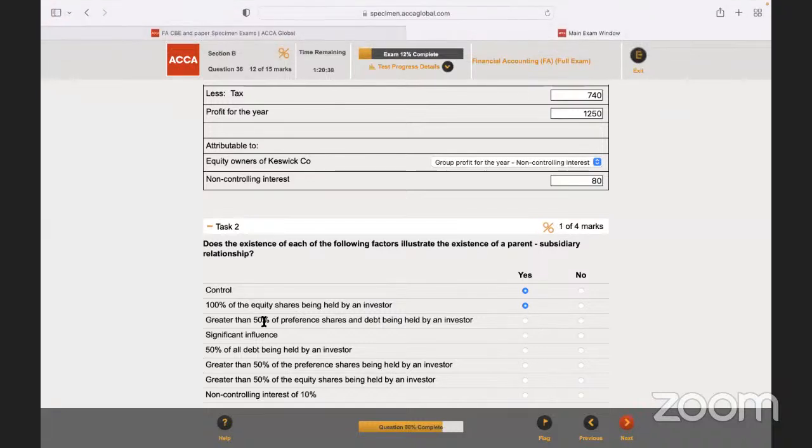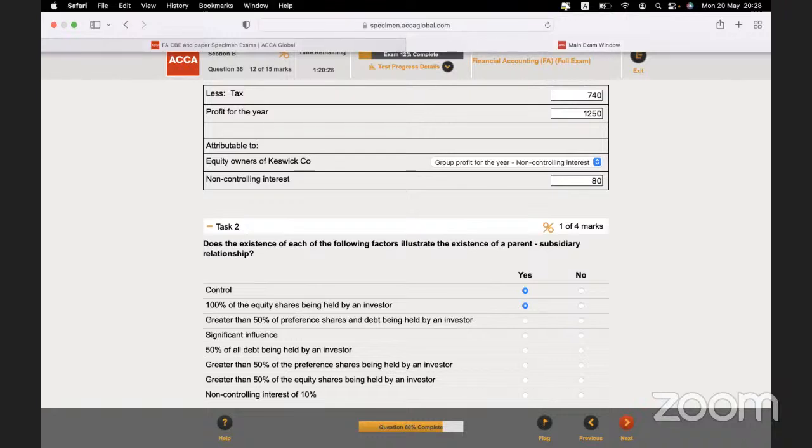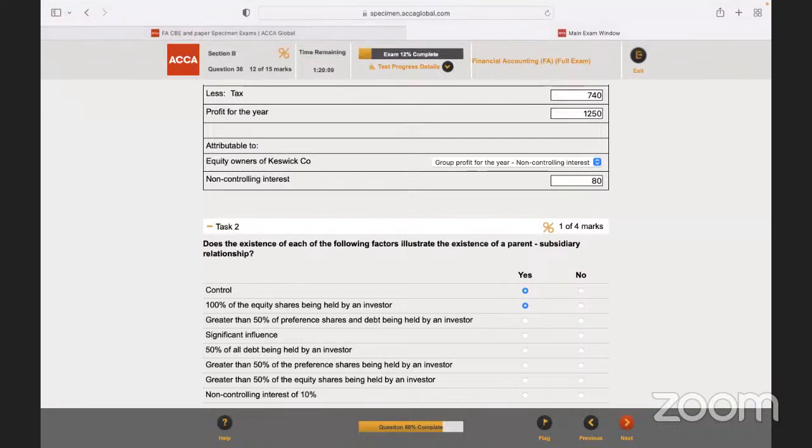Greater than 50% of the preference share and debt being held by an investor. Okay, now guys, understand. Normally, for you to gain control, you have to buy ordinary shares, not preference shares. Understood? If you want to make someone your subsidiary, you have to buy ordinary shares. Why? Ordinary share only has voting power, not preference share. Preference share doesn't have voting power. So therefore this one, even though it's 50%, guys, it has to be ordinary share, not preference share. So here, guys, the answer is no.